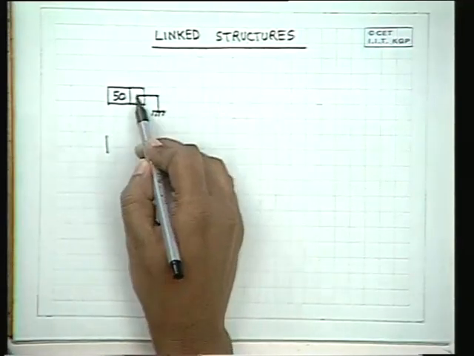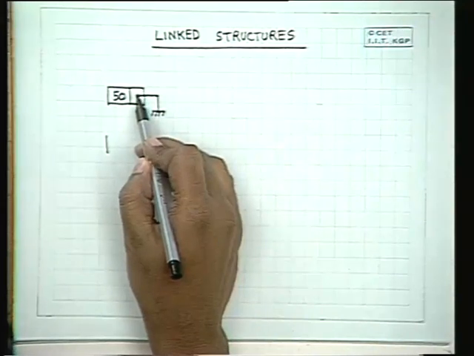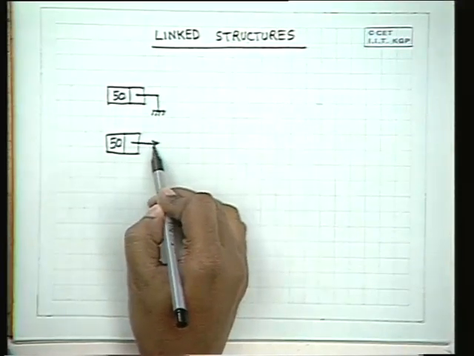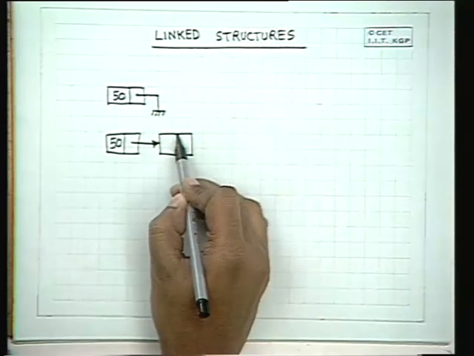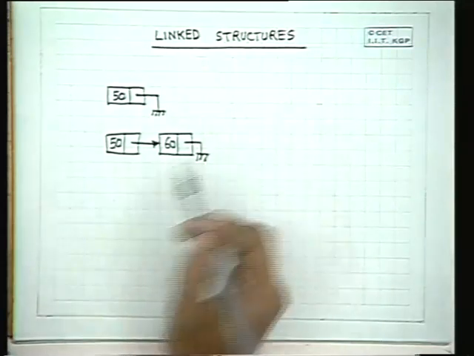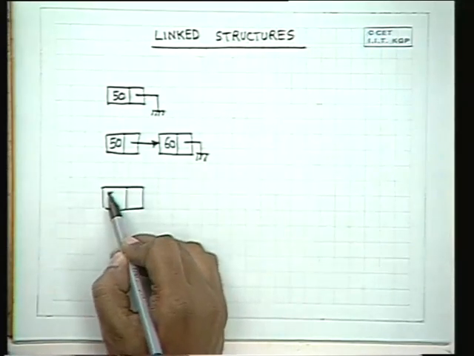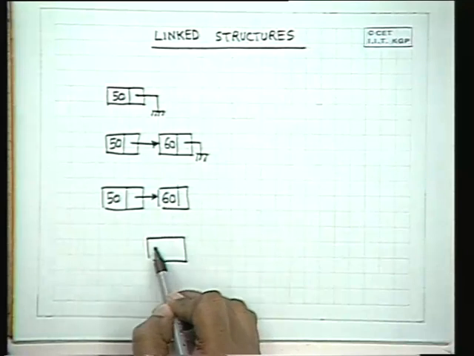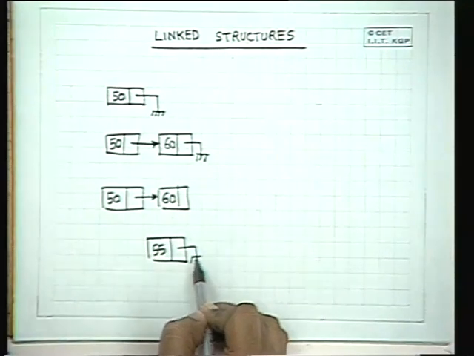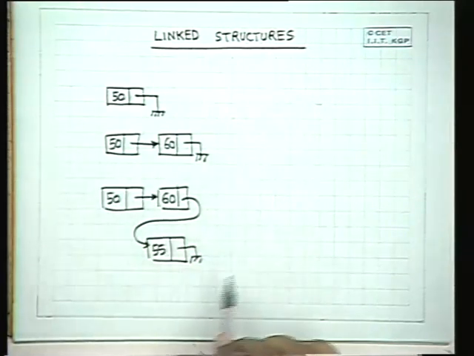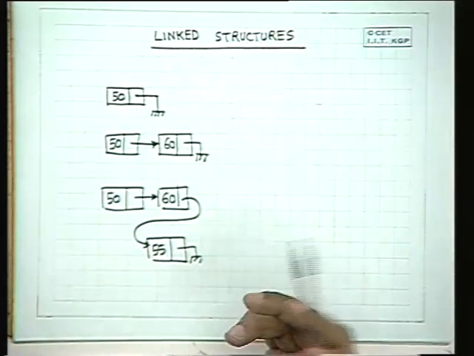And when you read in another element, you malloc a new element and make this pointer point to that element. So you have 50, the next element, you read in another element and you make say 60. Then you read in another element. You allocate another element, say 55, and you make this pointer point to this element. This way we can define linked structures, and you can just read in as many elements as and when required.